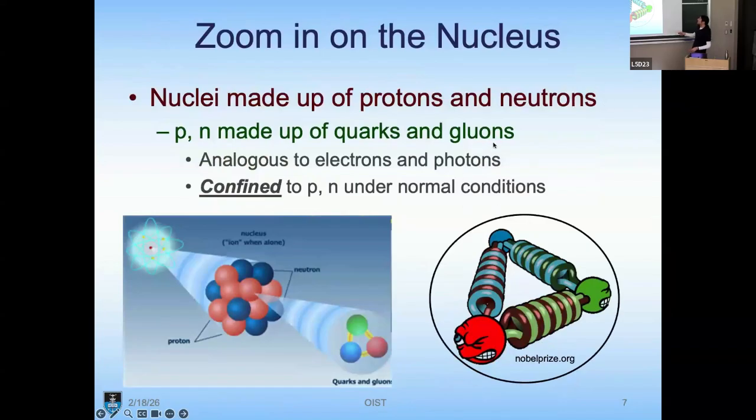Nuclei are made up of protons and neutrons. The protons and neutrons are made up of quarks and gluons. And quarks and gluons are analogous to electrons and photons for the electromagnetic force. And under normal conditions that we experience on Earth, the quarks and gluons are confined inside of the nucleus.